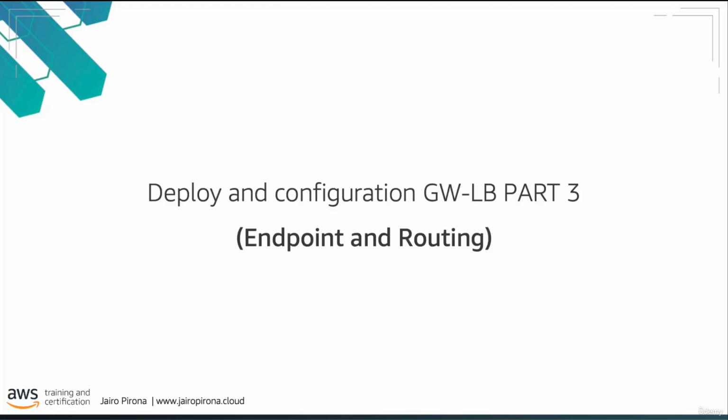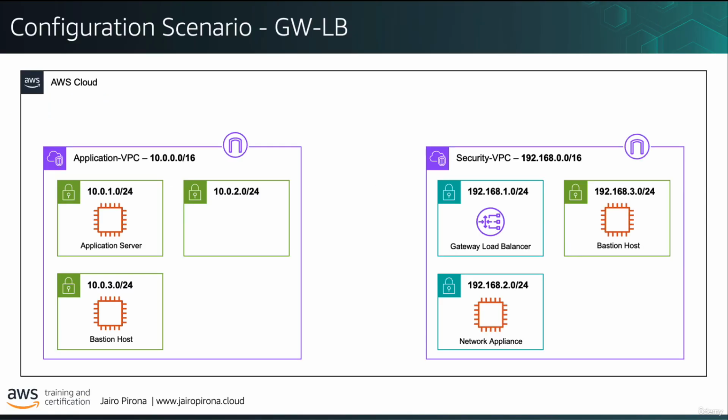Okay, now it's time to finish with the configuration scenario. We have finished configuring the VPCs, the subnets, EC2 instances, and the gateway load balancer. Now we need to configure the gateway load balancer endpoint, update the routes, and we'll be ready to test.